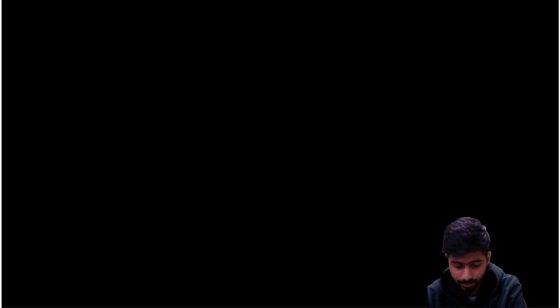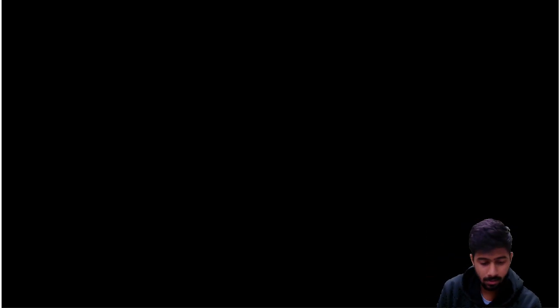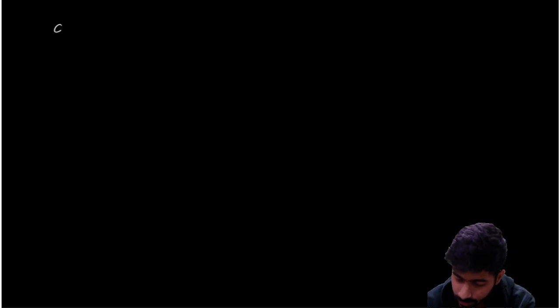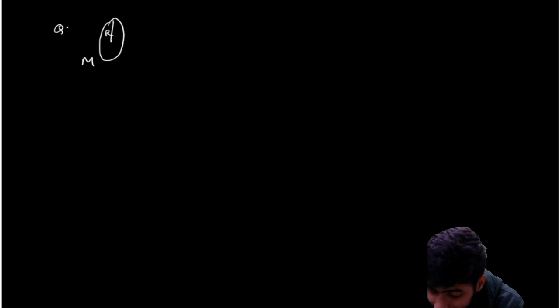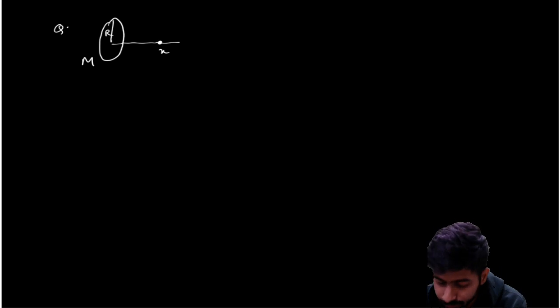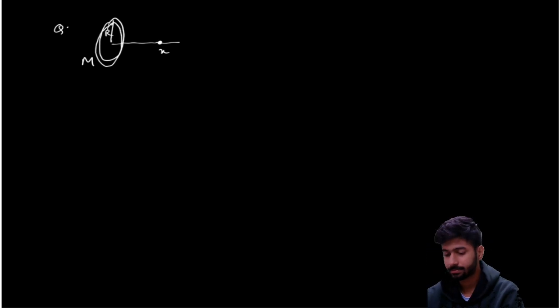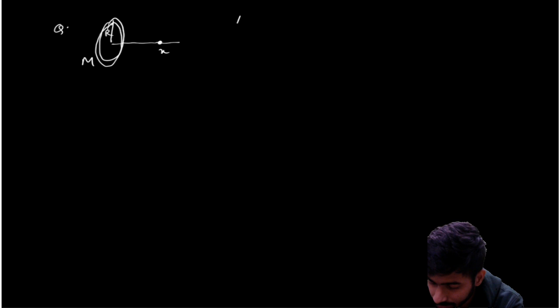Let's see what is the next problem we have. In fact, I'll give you a problem. You have a ring of radius capital R of mass m, a uniform ring. On its axis at a distance x, calculate the gravitational field at x due to this ring. The question is, how do you do it? The answer is very simple, actually.